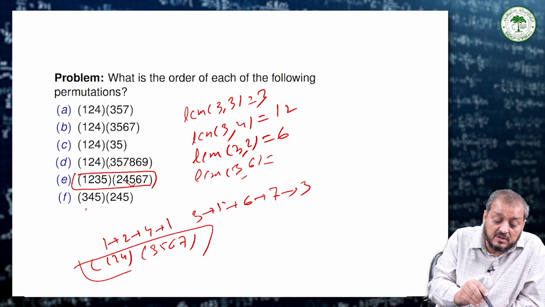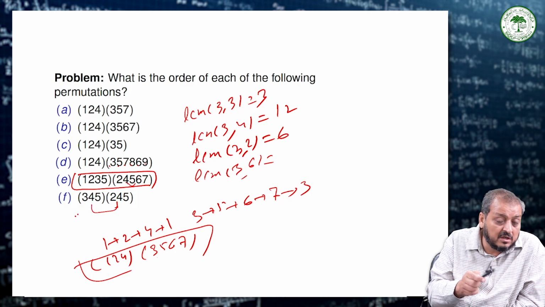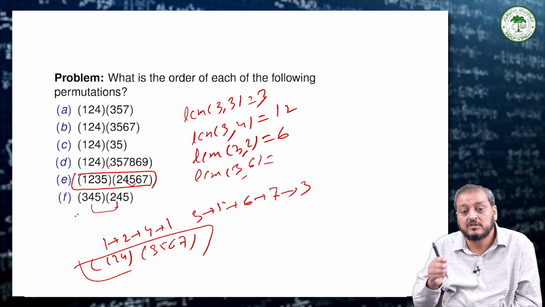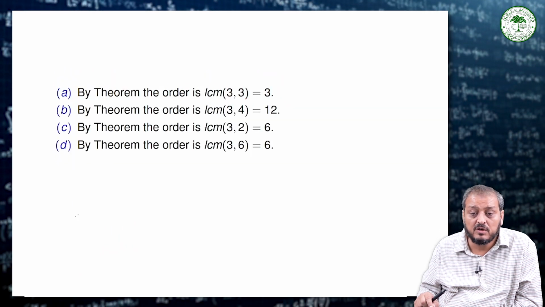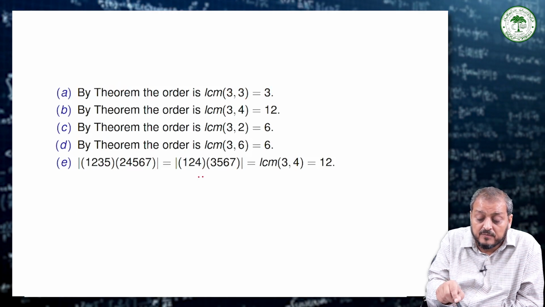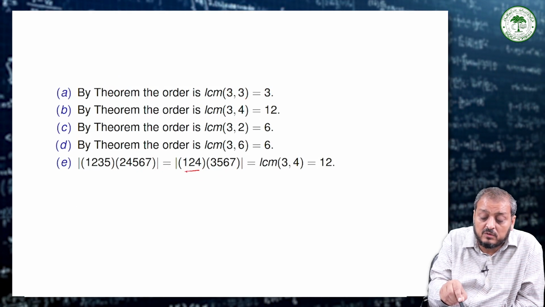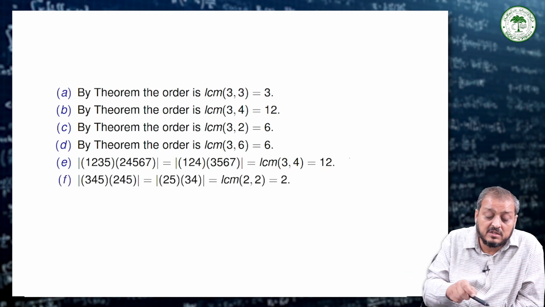Similarly, this is also not disjoint, so we make it into disjoint cycles and then solve. By the theorem, this is the LCM 6. Now we take the orders: this is 3, this is 4, this again is 4, and again this is not disjoint.